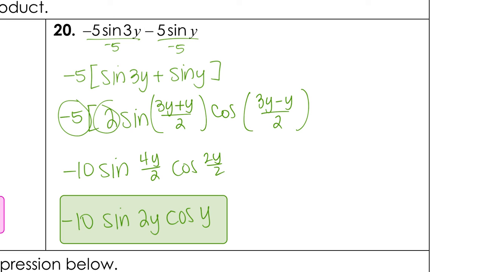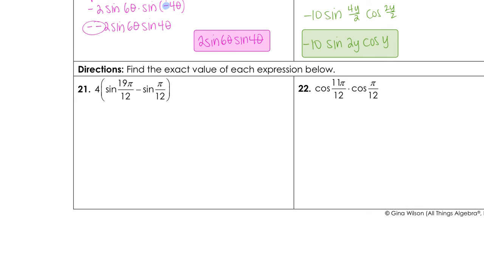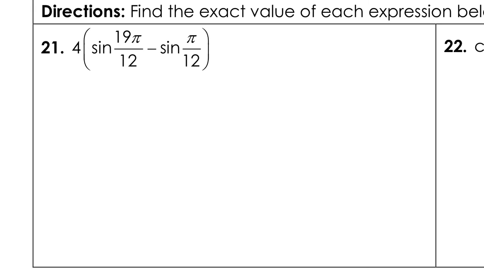Okay, almost done. 2 more problems. Now I want to find exact values. So there is one of each. So this first one, it is subtraction, but see how these radians both have 12 at the bottom? I know for a fact that that's not going to be on the unit circle. So this one, we are going to have to change it into a product. So this 4 is still going to be there, but I know that I can change the rest of it.